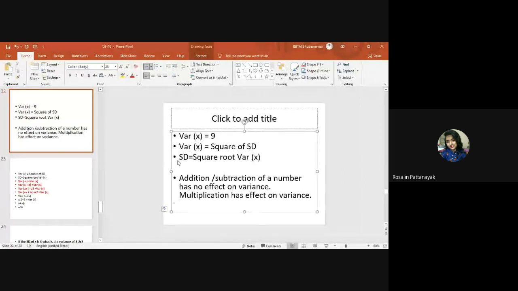Is it clear? If you look at the problem statement, what is the value of variance? In the formula you have ax plus b, and here the problem statement is given 5 - 2x. That means you take the 2x, or 2, as a, and the variance is given, that is 9. Is it clear?